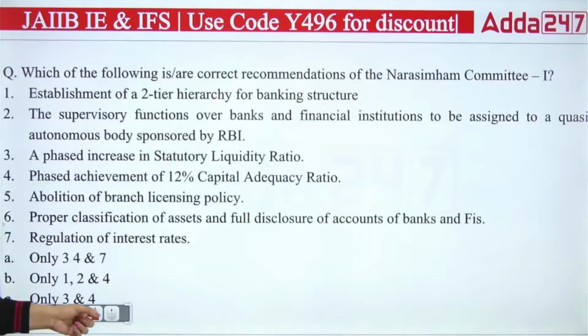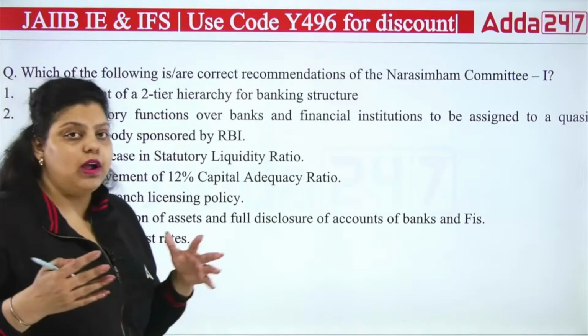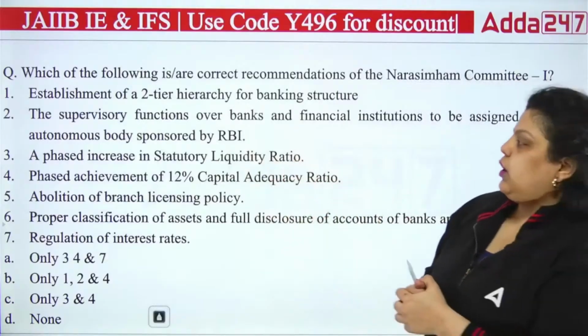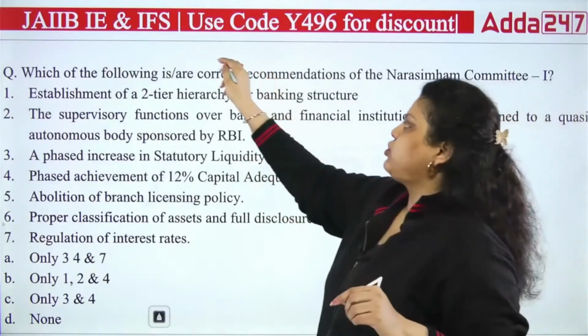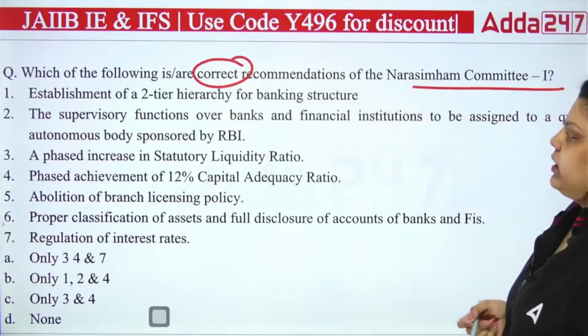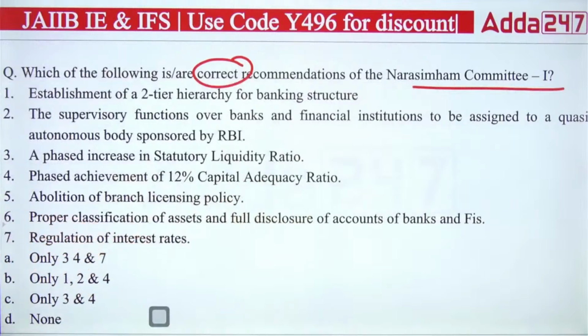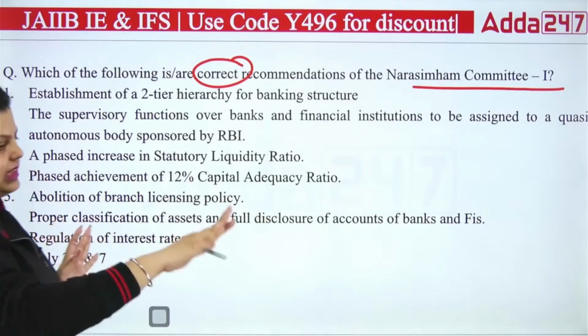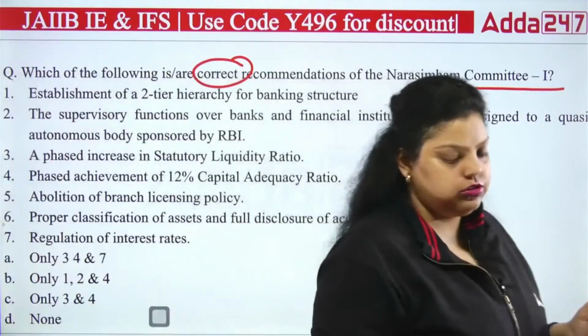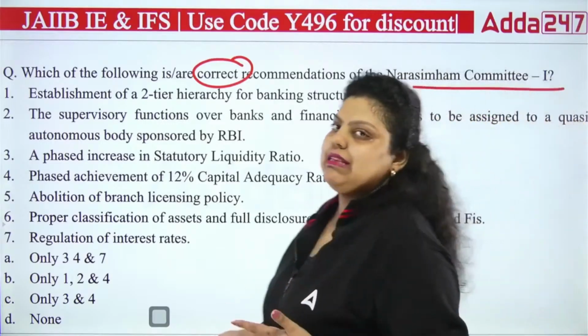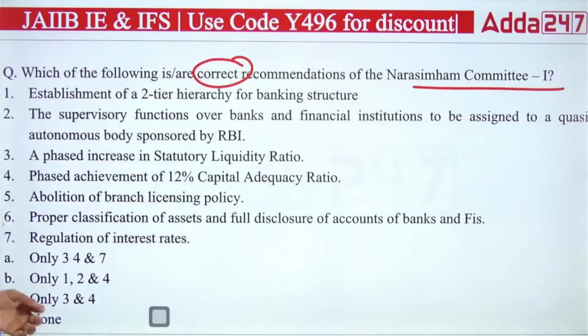Now next question. Do make sure you remember the categories of all the financial institutions, because a lot of financial institutions are there. You should know which category comes under which. Now, which of the following is the correct recommendation of the Narsimhan Committee 1? I keep telling you, definitely you will find 1 or 2 questions on the Narsimhan Committee. Either Committee 1 or Committee 2 can be asked. The Narsimhan Committee was introduced for financial sector reform, or you can say banking sector reform.